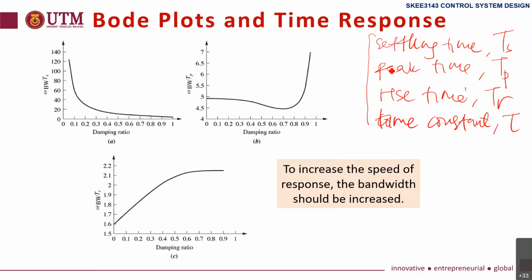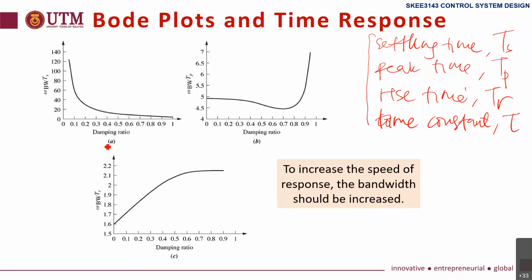And of course, we want a higher speed. We want a system, a response with high speed. That means a low settling time, low peak time, low rise time. This is the relationship between Bode plot and all these times.